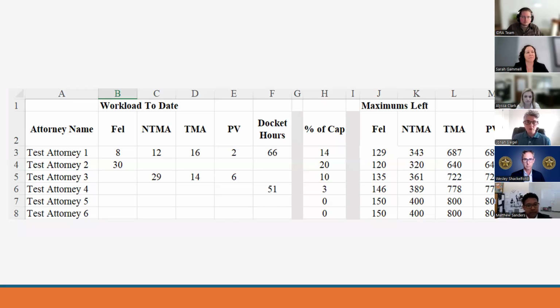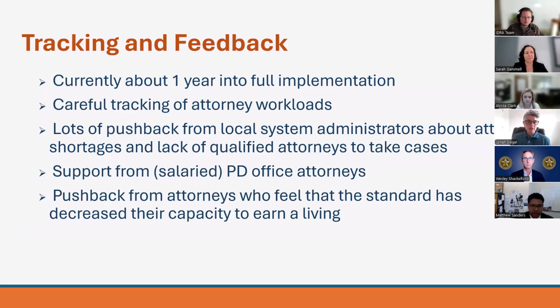And then Sarah, if you want to just go to the last slide. So just, in terms of tracking and feedback, like I said, we're about 1 year into full implementation. We're doing careful tracking of attorney workloads at the state level. We're getting lots of pushback from local system administrators about attorney shortages and a lack of qualified attorneys to take cases in the county or in the city. We're getting, not surprisingly, a lot of support from salaried public defender office attorneys whose caseloads have decreased, but also pushback from attorneys who feel like the standard has decreased their capacity to earn a living and take as many cases as they want.